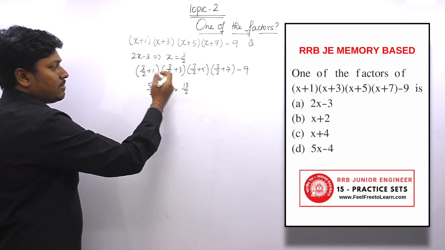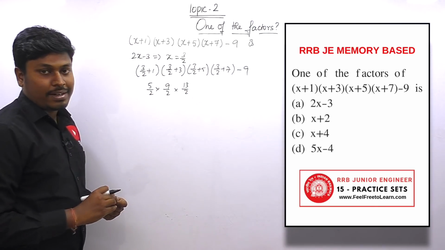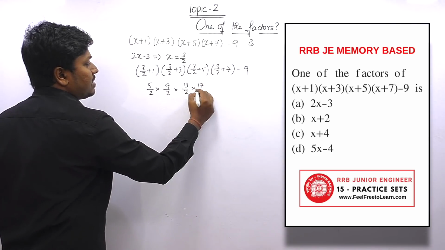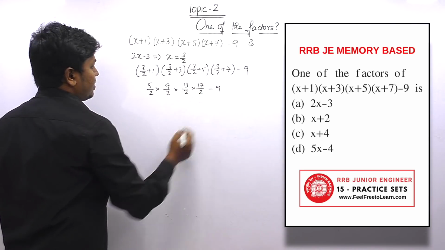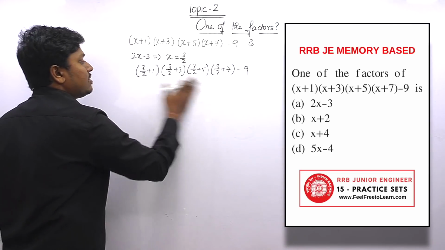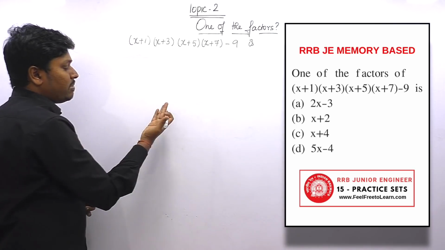We will not get a 0, right? From here itself we can decide option number 1 will not be a factor. Because if you want, I can solve it: 14 and this will be 17 by 2, so minus 9. You can't cancel anything, so definitely we will not get 0. So we can say option A, that is 2x minus 3, will not be a factor.